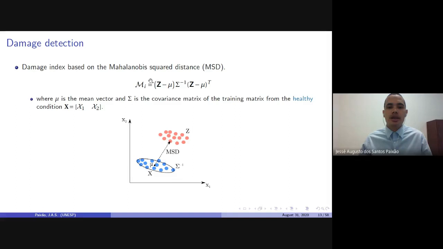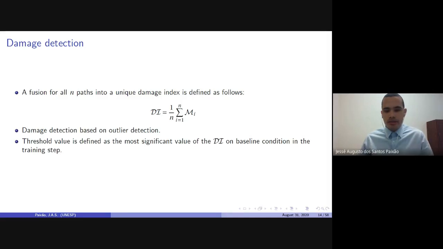It's important to remember that this is a local damage index, which is computed for the data acquired from each sensor in our structure. In the primary problem statement, we have a number of paths given by the number of sensors, and we propose to merge all the information extracted by the local damage indices into a global damage index, defined as follows. The DI is defined as the mean of our local damage index proposed before, and we use this damage index to perform the damage detection based on outlier detection, where the threshold value is defined as the most significant value of the damage index on the baseline condition in the training step.